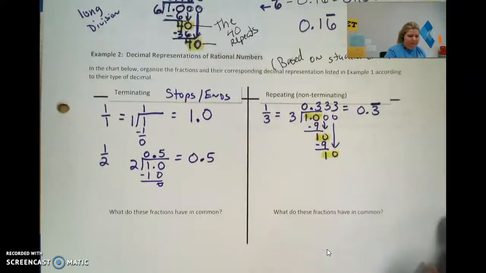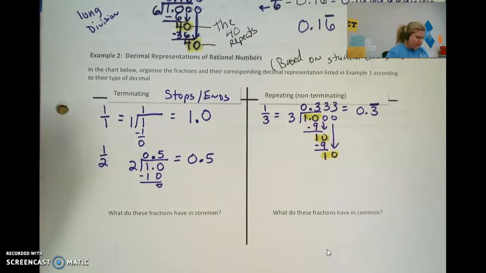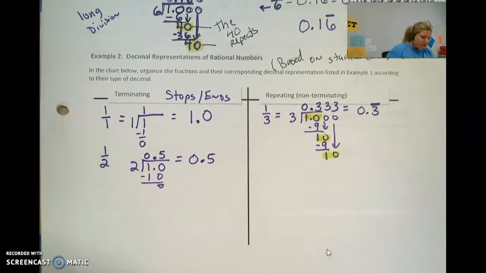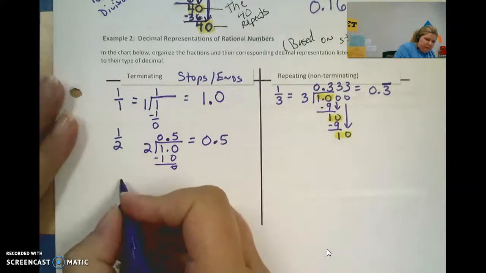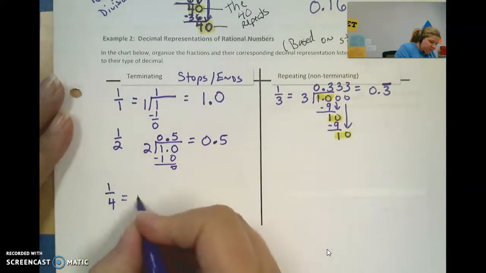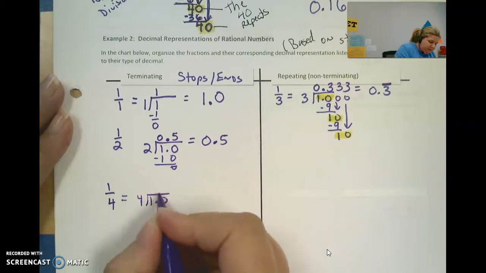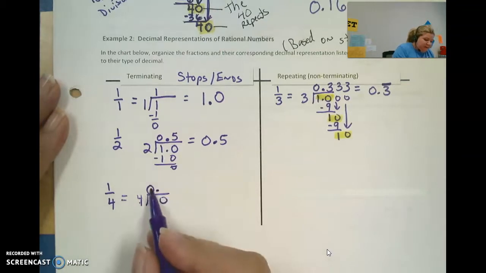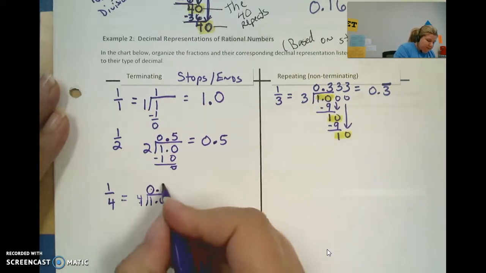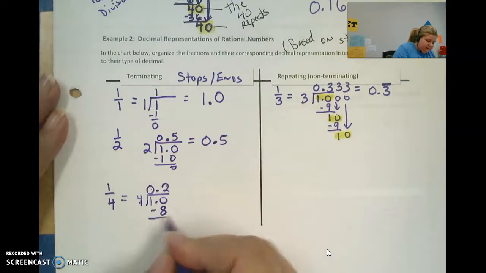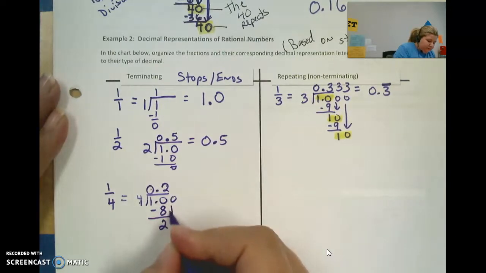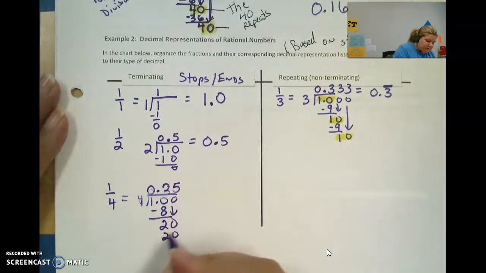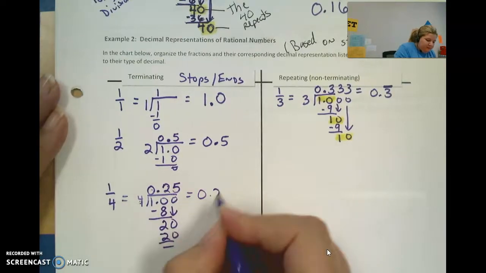I'm just going to white this out so that I have some more room. Okay, we did 1/3. We're going to do 1/4. 4 into 1.0. How many groups of 4 are in 1? 0. How many groups of 4 are in 10? 2. 2 times 4 is 8. 2, bring down a 0. How many groups of 4 are in 20? 5. 5 times 4 is 20. So 1/4 is 0.25.